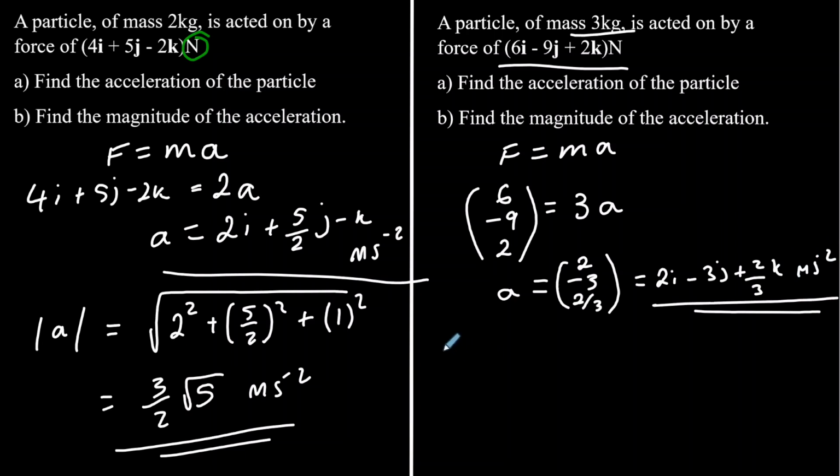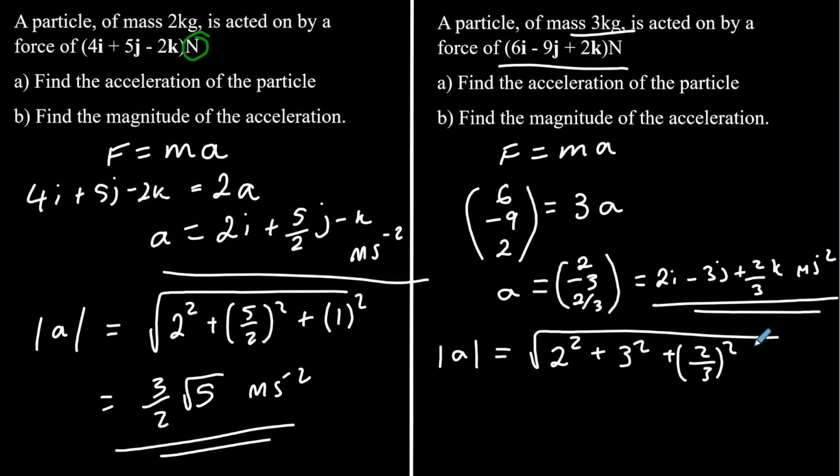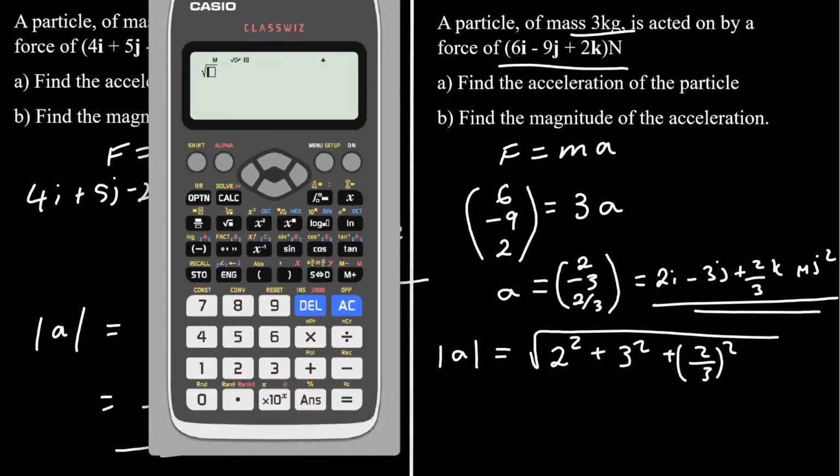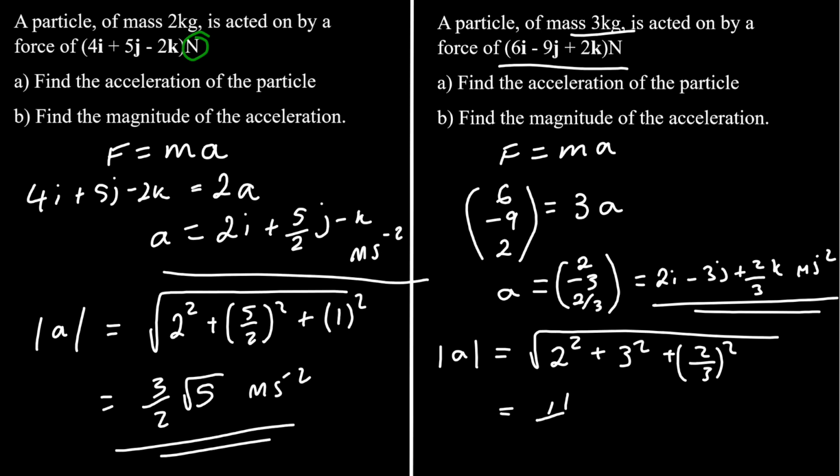The magnitude, we use Pythagoras. So the square root of 2 squared plus 3 squared. The signs don't matter if we're squaring, because negative 3 squared and 3 squared give 9. Plus 2/3 squared, all square rooted. So the square root of 2 squared plus 3 squared plus 2/3 squared is 11/3 meters per second squared.